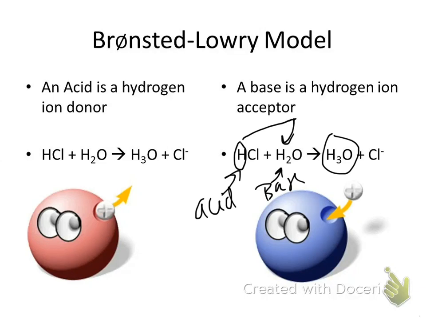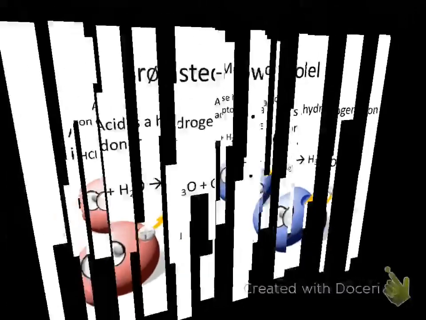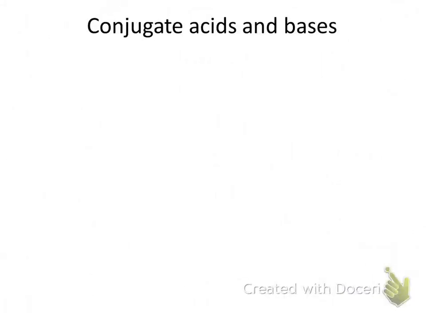So one thing that's not shown in this reaction is that oftentimes reactions don't always go to completion, and we'll see that the reverse reaction can also be taking place. So with the Brønsted-Lowry model, not only do we have to figure out which one's the acid and which one's the base, but we're going to also look at something called a conjugate acid and a conjugate base.